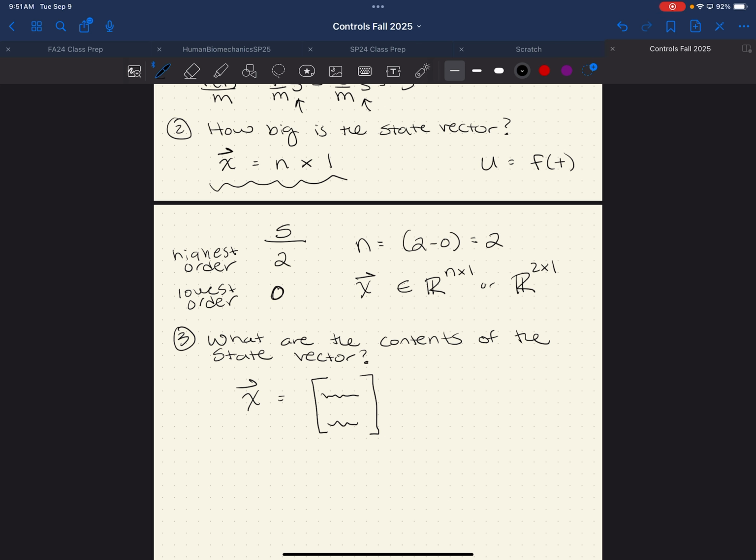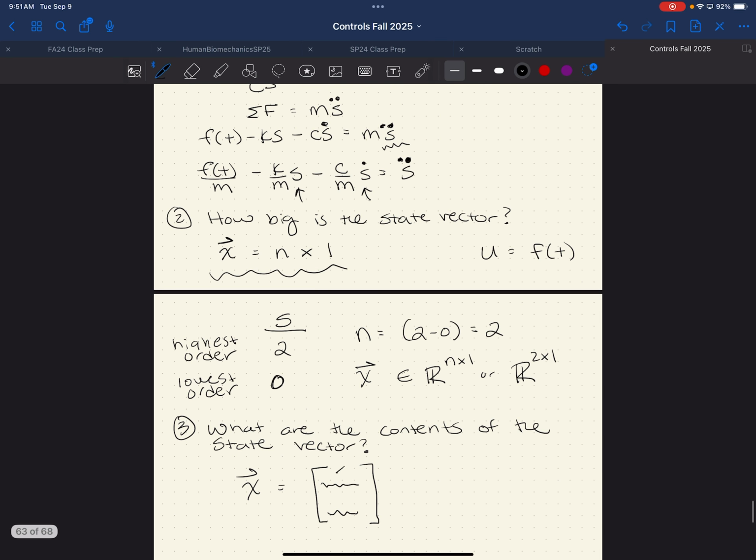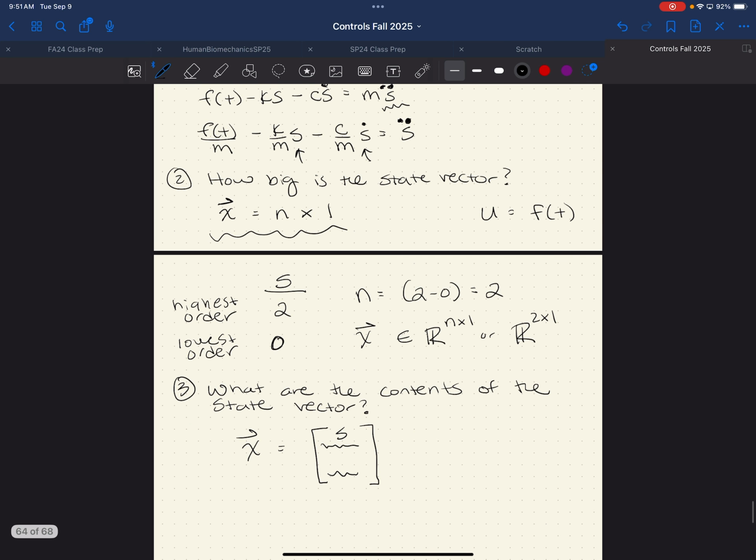So lowest order of S here is simply S, that's the 0th order. Then we go up in order, which would be S dot. My highest order is S double dot, and that's the next one. And I do not include the highest order. So I do not write S double dot, which is good because I didn't have space for it anyway. Easy peasy. X is S, S dot.